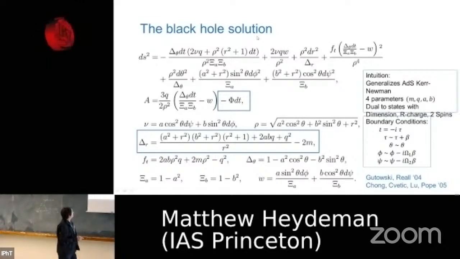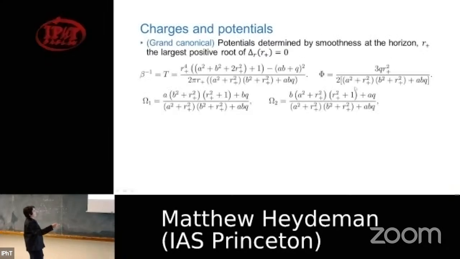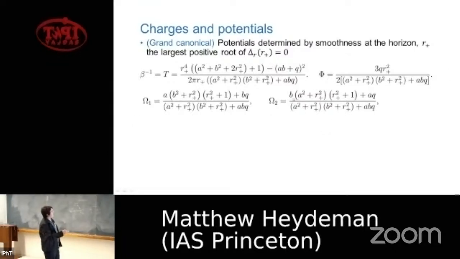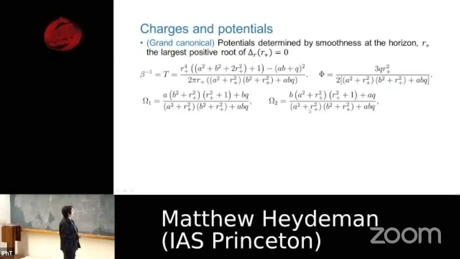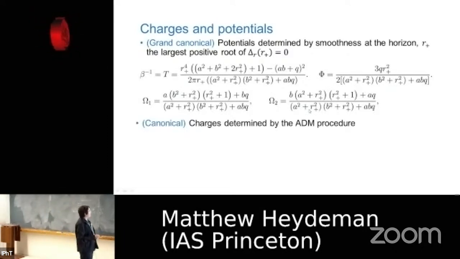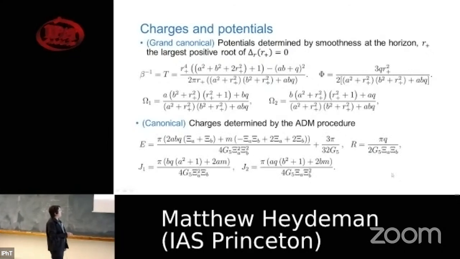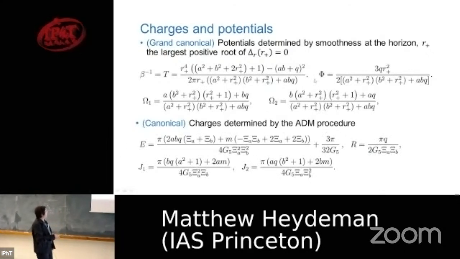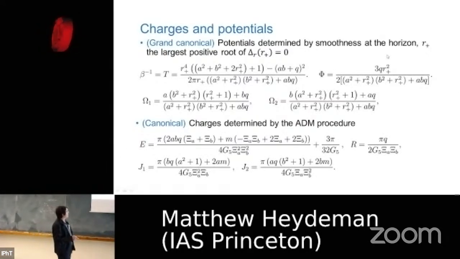So the charges and potentials, we can determine the potentials by smoothness at the largest value of r_+. So there are some complicated expressions for the grand potentials, temperature, chemical potential, and 2 angular velocities. And the charges are determined by the ADM procedure. So they all go like N squared, and they are once again complicated functions of the various parameters in the metric.